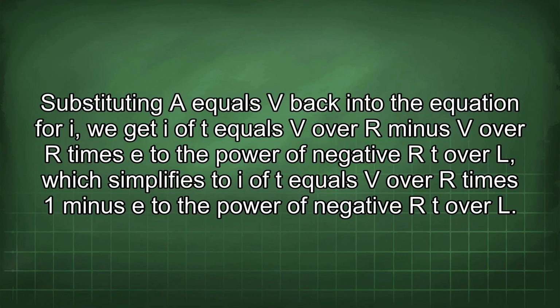Substituting A equals V back into the equation for I, we get I of t equals V over R minus V over R times e to the power of negative Rt over L, which simplifies to I of t equals V over R times 1 minus e to the power of negative Rt over L.